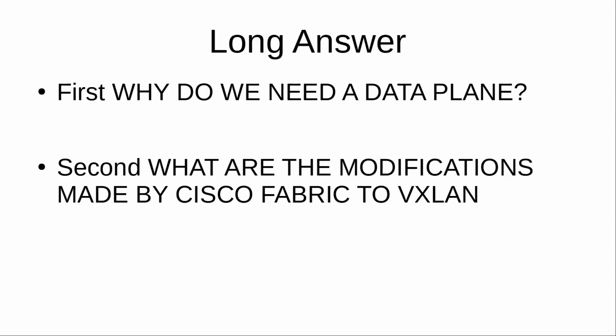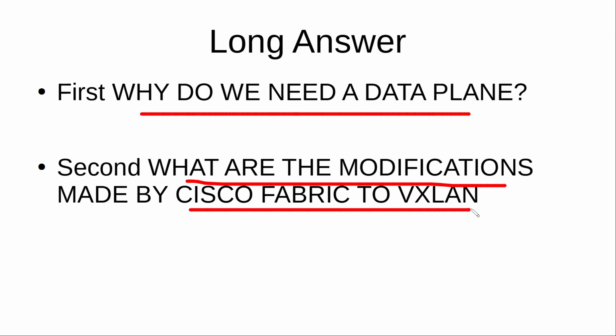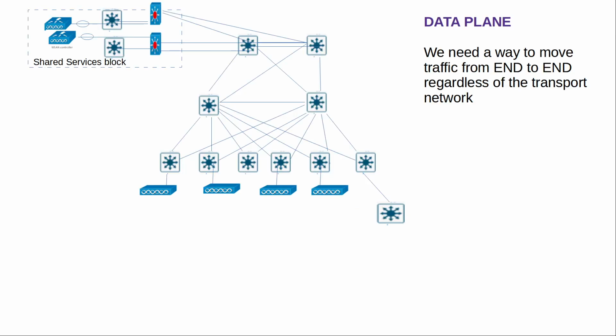If you want a longer answer with more details, keep viewing this session, because we're going to talk about first why we need a data plane, and secondly, what are the modifications that Cisco made to the standard VXLAN. First of all, why do we need this data plane at all?